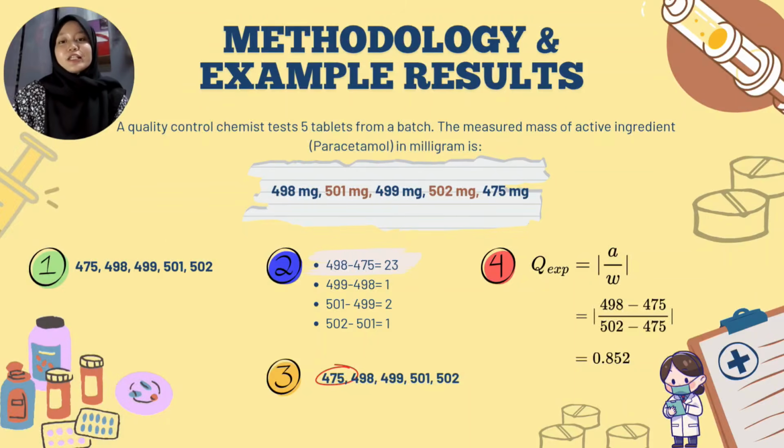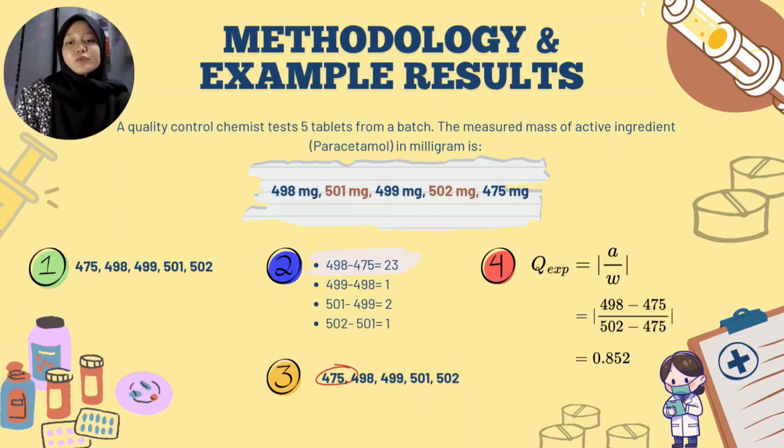Next, we are going to take a look at the methodology and the example results. A quality control chemist tests 5 tablets from a batch. The measured mass of active ingredient, like paracetamol, in milligrams is 498 milligrams, 501 milligrams, 499 milligrams, 502 milligrams, and 475 milligrams. So we have 5 steps to find the Q test of this question.